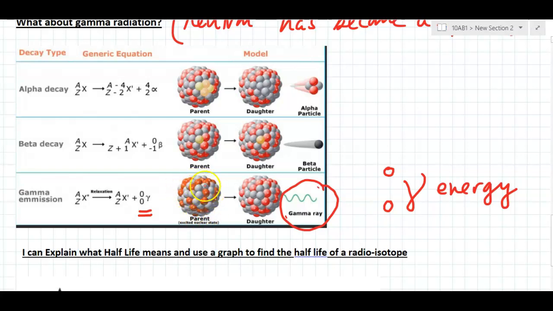So to explain gamma rays, we're talking about a radioisotope in an excited state becoming more stable by being less excited because it's got rid of some of this energy in the form of a gamma ray. Okay, so gamma emitters are becoming less energetic by these high energy electromagnetic waves coming out of their nucleus.